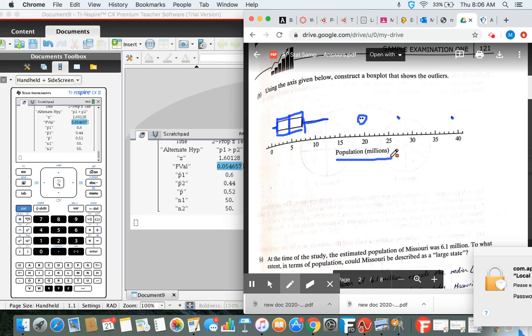Make sure you label. Guys, if you have to graph, make sure you are labeling the scales, the y-axis, the horizontal axis. This one we didn't have to. It's already labeled for us, but that's something that's often overlooked.